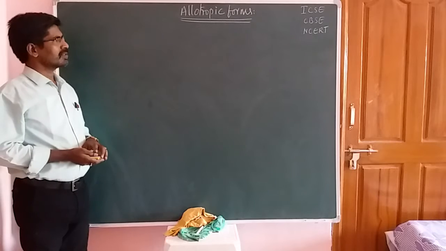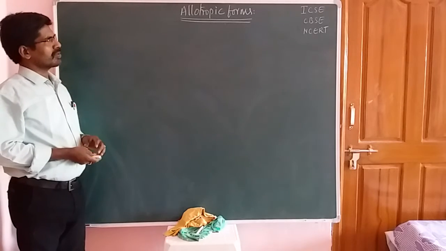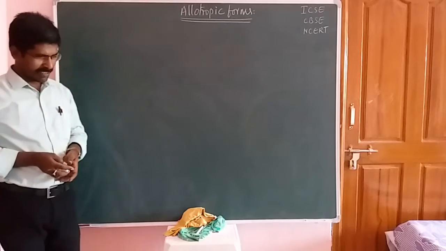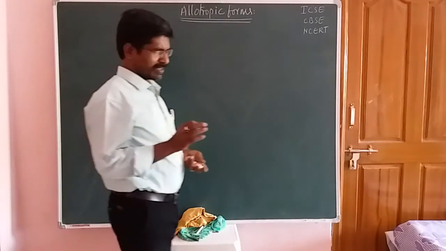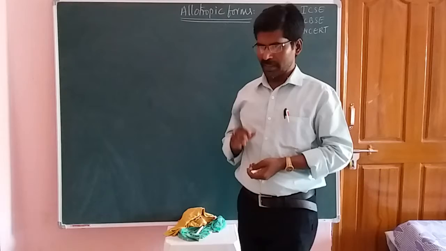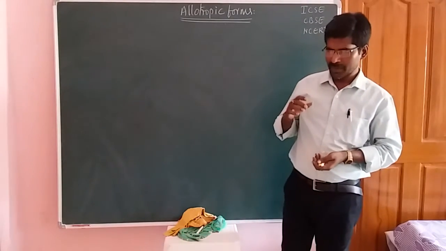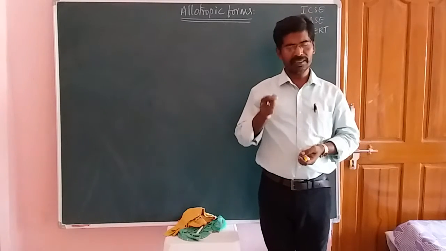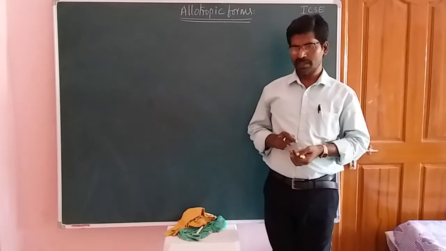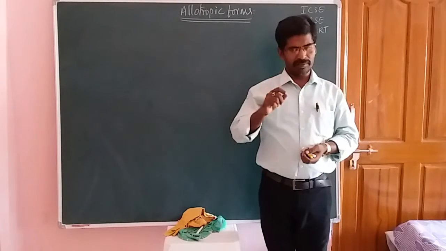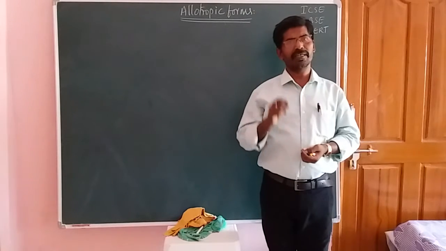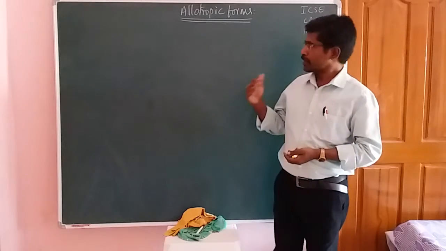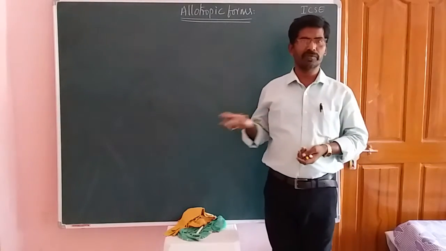Today I will teach you about allotropic forms. Okay students, allotropy is a new concept. It is also one type of new concept, like the catenation property. Already in my last class we completed catenation. It is also like that, a new concept.